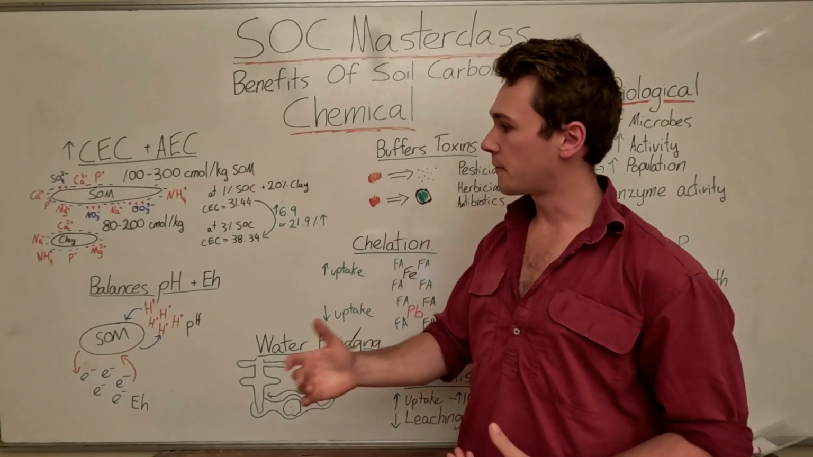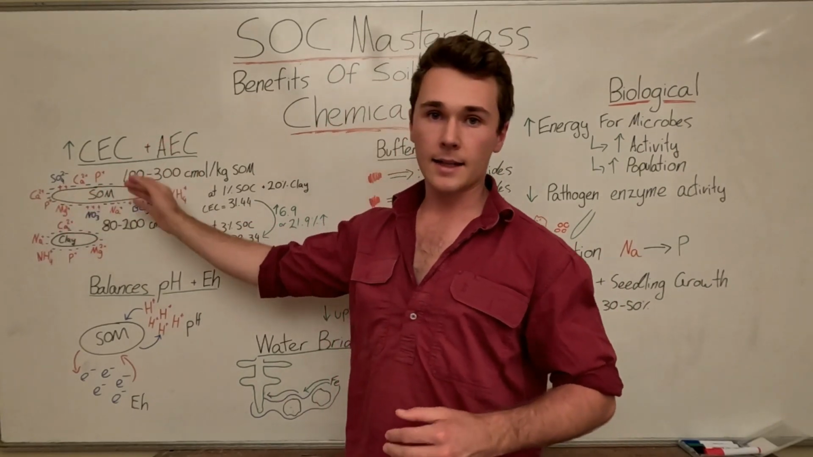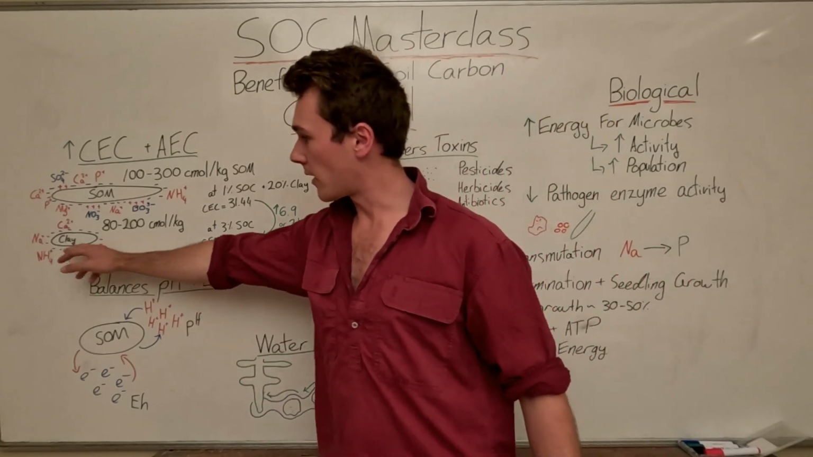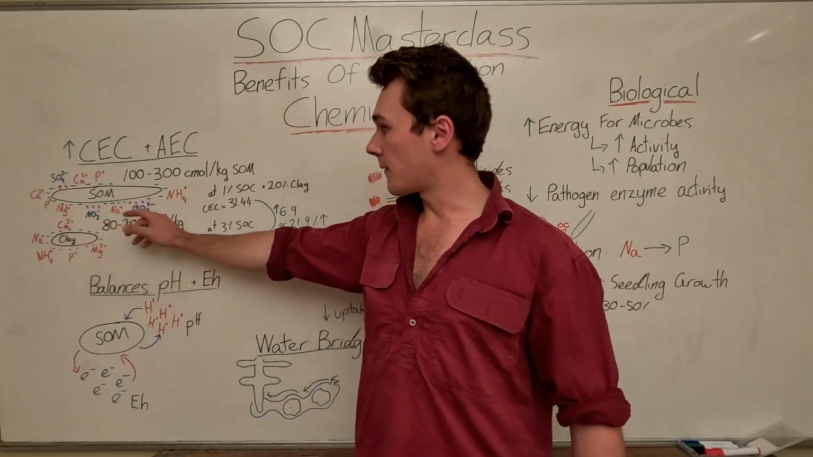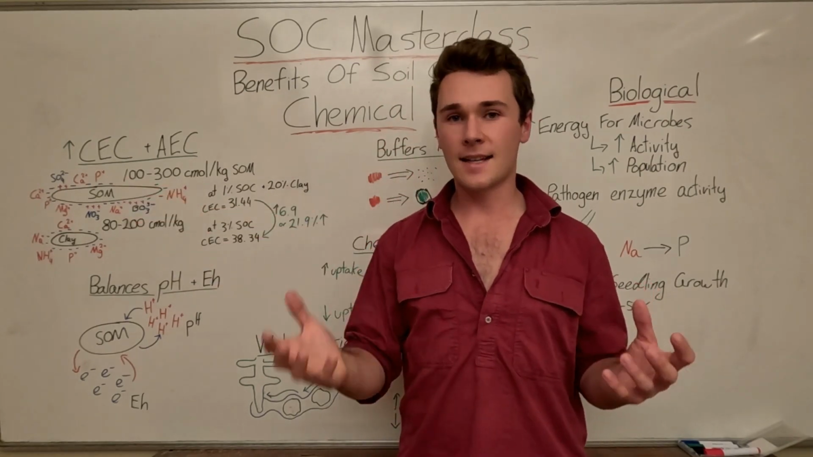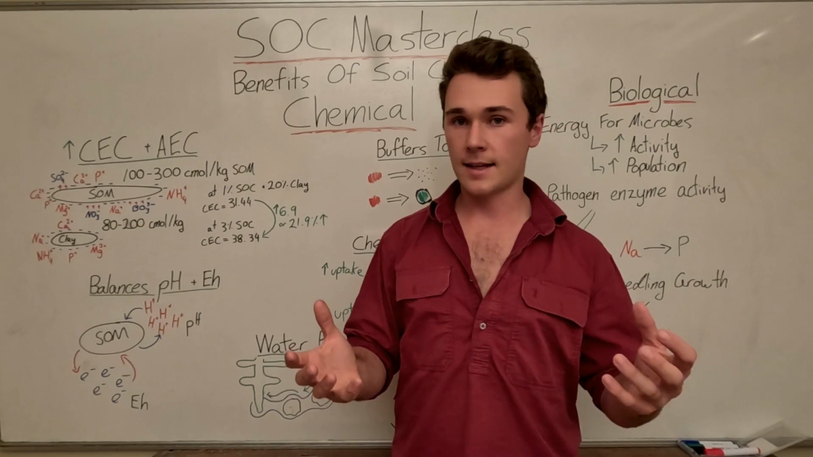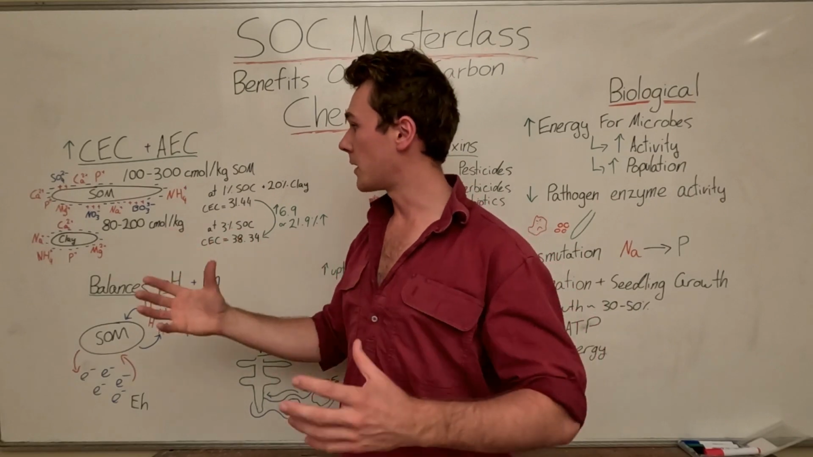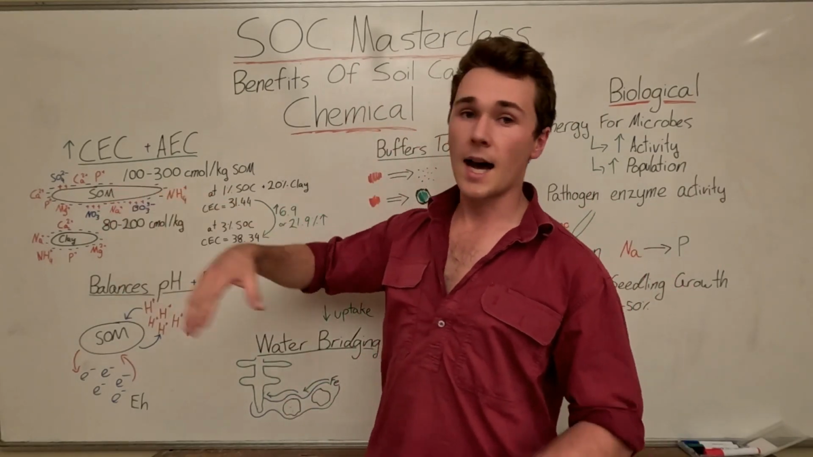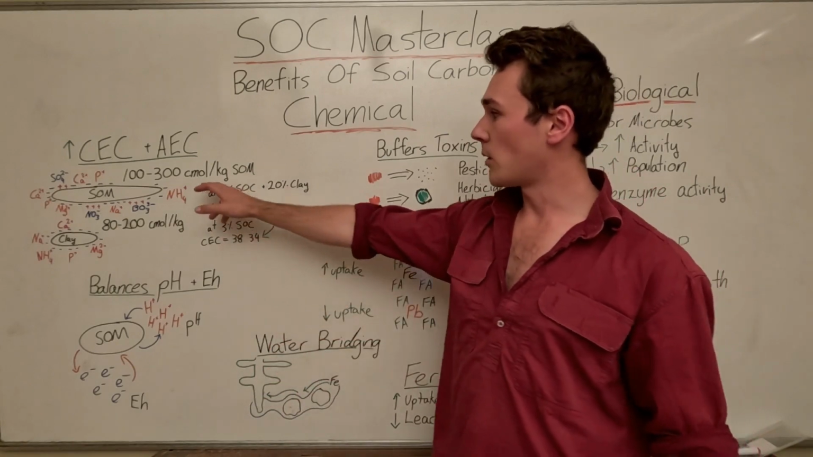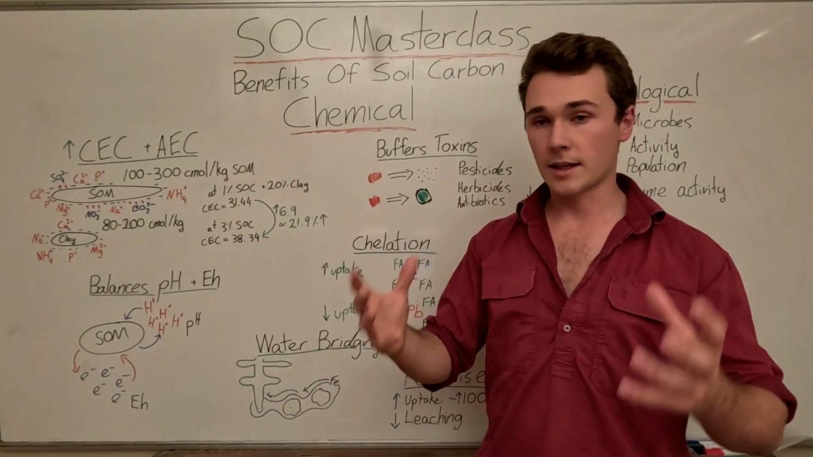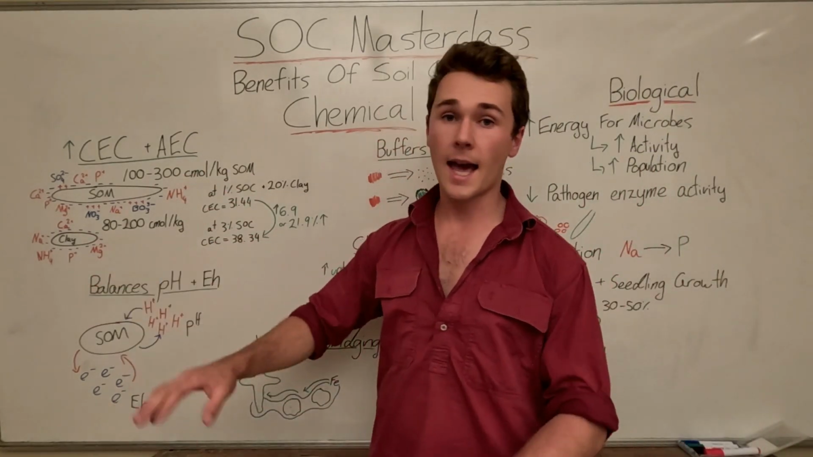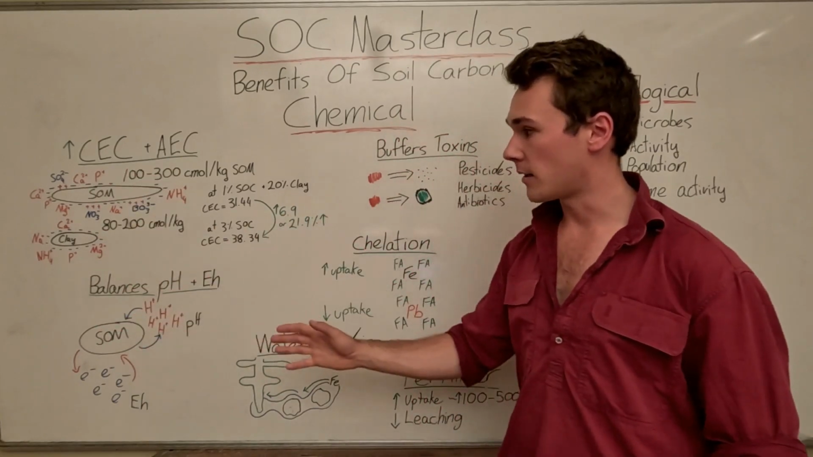So when I talk about that bucket, it refers to the amount of negatively charged spaces on our soil particles. For our clay, we have negatively charged spaces, and for our soil organic carbon, we have both positive and negative charges, which means we can hold both positive and negative nutrients. So you can see here, soil organic carbon has a much bigger ability to hold those nutrients, on the scale of 100 to 300 centimoles per kilo of soil organic matter. That's quite high compared to some of our best clays, which can only hold 80 to 200 centimoles per kilo.